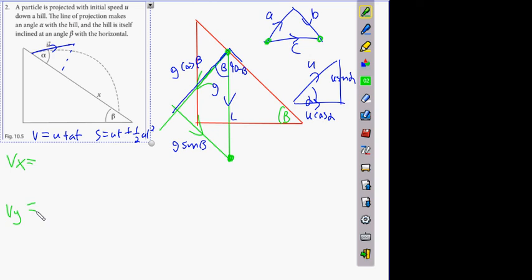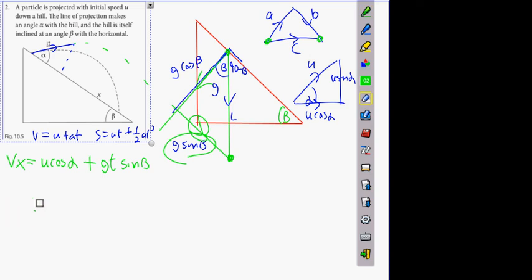U cos alpha minus gt. Now, u cos alpha, you're right about that. But it's going to be plus this time because gravity is making it faster, because it's going in the same direction as your throw. So it's going to be plus gt. So acceleration times time. And you have to remember to put your angle onto it as well. So sine beta. Now, what about phi y?